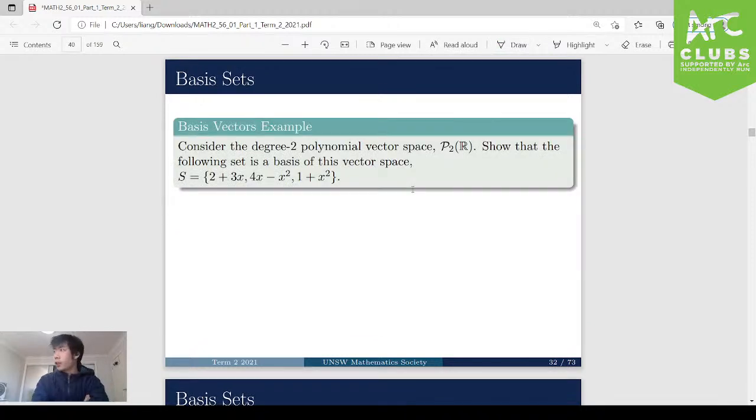So let's have a look at an example here. Consider the degree 2 polynomial vector space P2R. Show that the following set is a basis of this vector space.